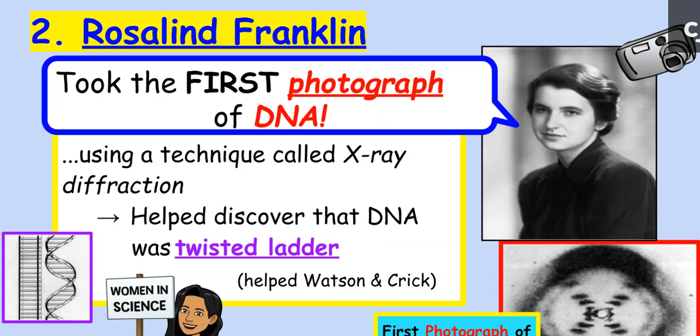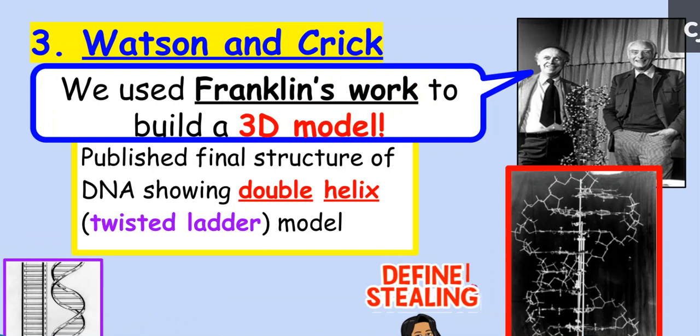Now, because this was happening back in the olden times and women were not as well respected, she wasn't given any credit for this photograph. In fact, the people who won the Nobel Prize for DNA structure was Watson and Crick. I know, another men stealing women's work.